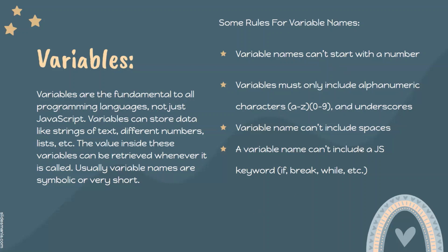And then a variable name can't include a JavaScript keyword. We haven't learned all the keywords yet, but some examples are if, break, while, and there are plenty more, but don't use any keywords. And also, again, you can just keep it really short. You don't even need to make it really long where you need spaces. Just keep it 1 or 2 letters, or maybe a letter and a number, just to keep it very short, because again, that's when it's most useful. If it's long, then you can just type in the actual data.